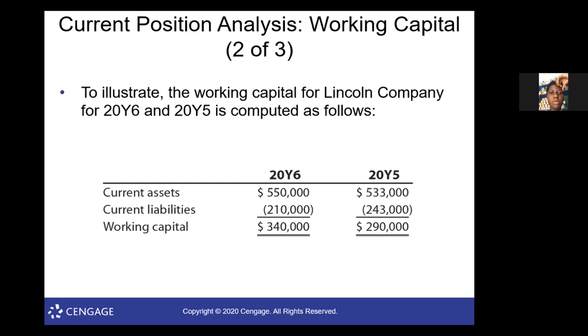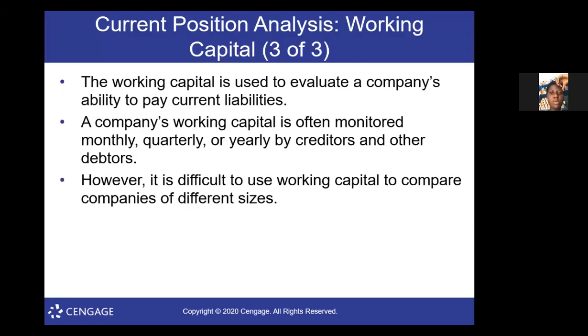So what we can tell just by looking at this liquidity analysis from a working capital perspective is that working capital as a raw dollar amount has increased by $50,000 from year to year. Now that's a good thing. That's a good sign. We want working capital to grow because that gives companies much more flexibility in terms of how much cash they can have. Working capital is used to evaluate a company's ability to pay its current liabilities. A company's working capital is often monitored monthly, quarterly, annually.